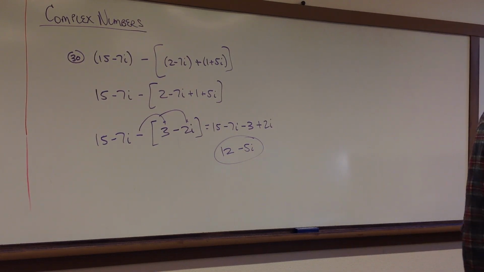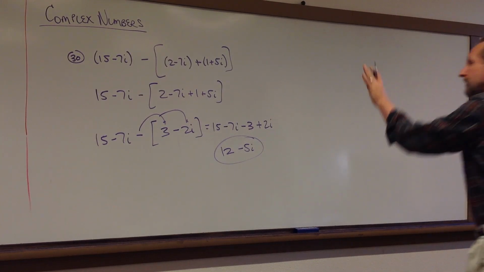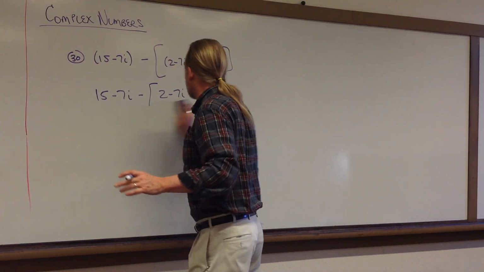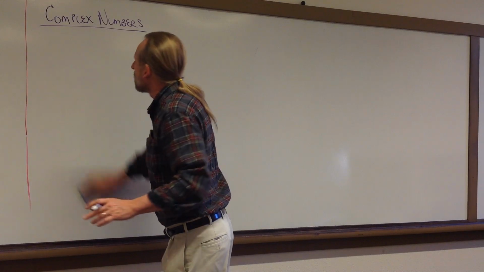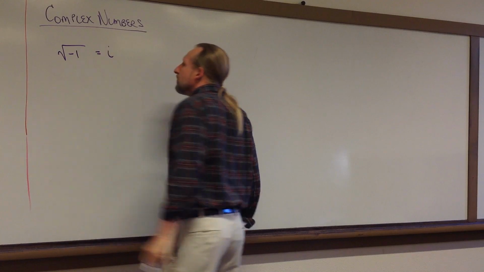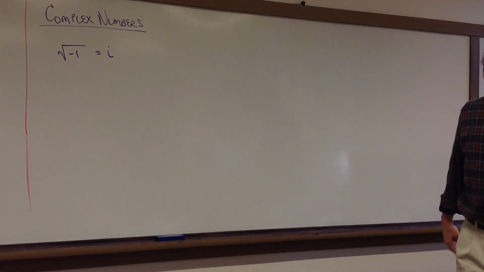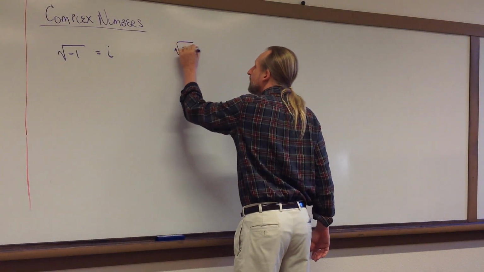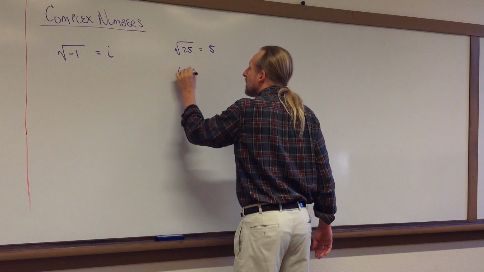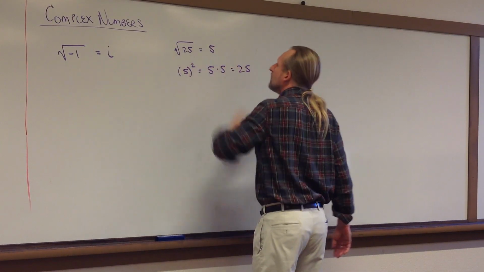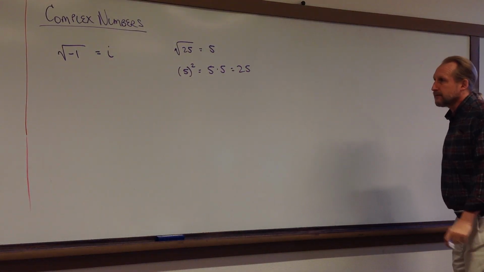And then, starting with problem 31, we get into multiplying. So this is where it's a little bit different from just doing straight algebra. So let's talk about this a little bit. Right? So I've said that we define the square root of negative 1 to be i. And I keep talking about the definition of a square root, right? The square root of 25 is 5 because 5 squared, which is 5 times 5, is equal to what was inside the square root there, 25.